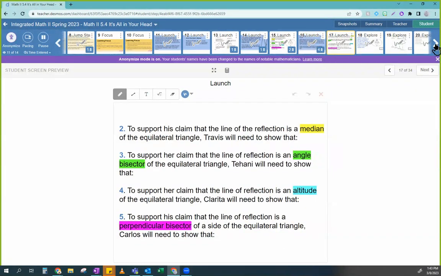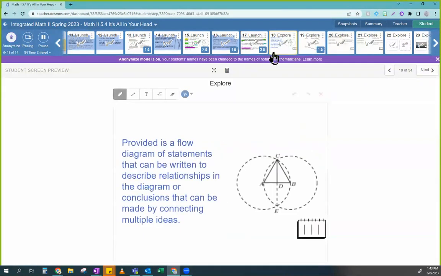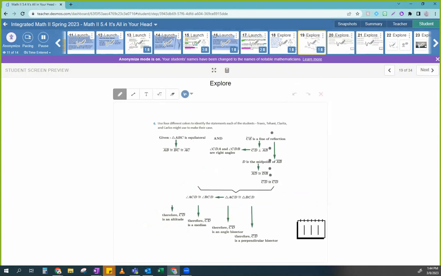Let's move really quick. It says, to support his claim that the line is a median, Travis will need to show what? Okay, so you're doing all these four things, and here it says provide a flow diagram of statements that can be shown. And here is a flow diagram. This is what a flow diagram looks like.